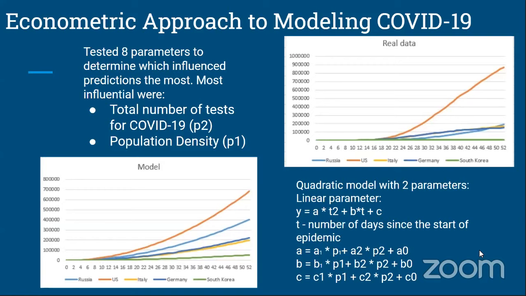So the next approach they tried is the econometric approach. They wanted to see how different factors are affecting the spread of COVID-19. They tried with 8 parameters. The best of them is the total number of tests for COVID-19 in each country and population density. You can see our graphs on the screen. They have a more significant effect on the different numbers of total infected people in each country.